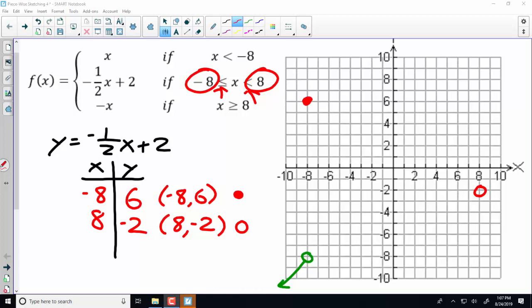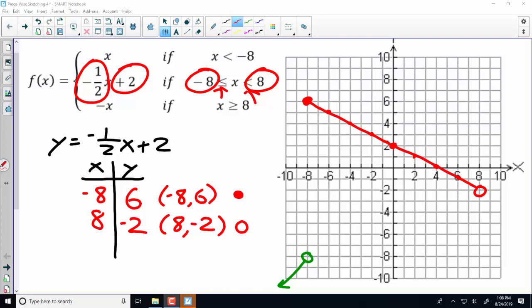Little safety check here. The y-intercept is supposed to be 2, so this line should be going through this point right here. And in fact, we can safety check it even more and see that this has a slope of -1/2. So we should be going down 1 over 2, down 1 over 2. Let's see if we are. Down 1 over 2, down 1 over 2, down 1 over 2, down 1 over 2. Hey! Bingo! We got that one just right.